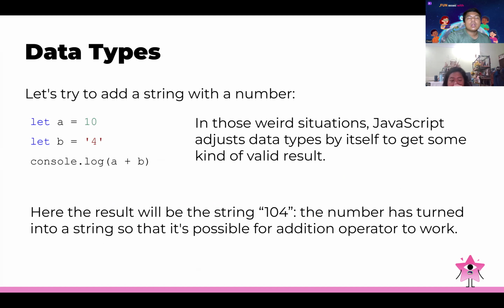Now, if you use Python and you combine 10 and the string 4, it will give you an error. But in JavaScript, it will combine them, and it will automatically change to strings, like that.